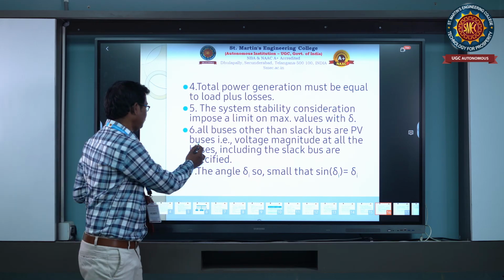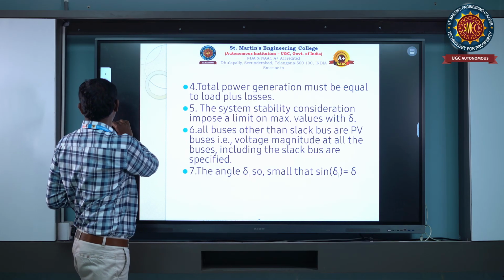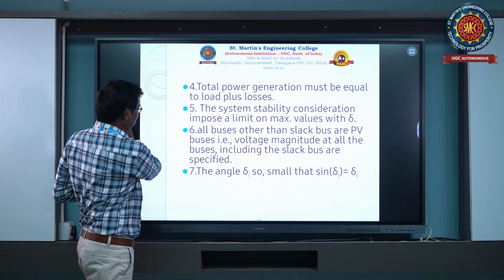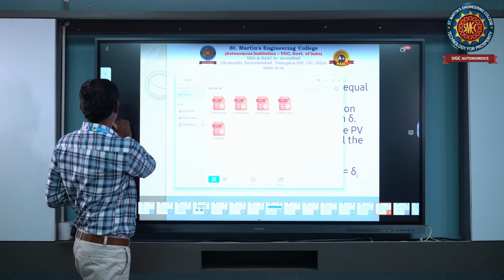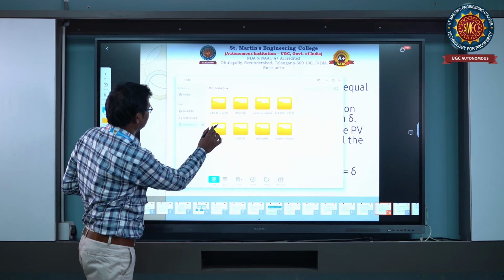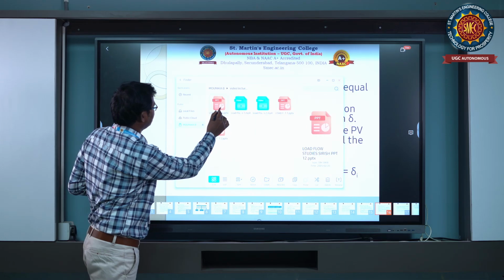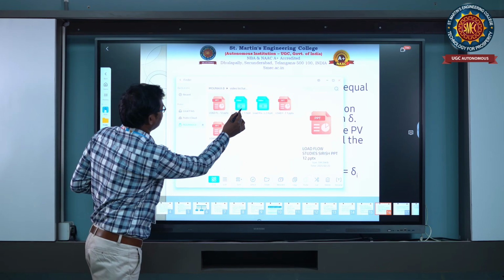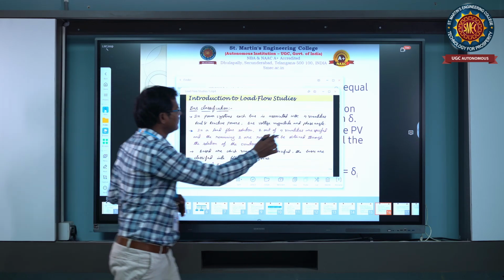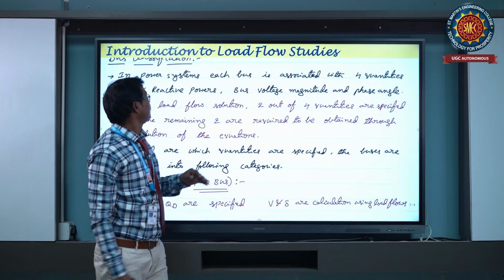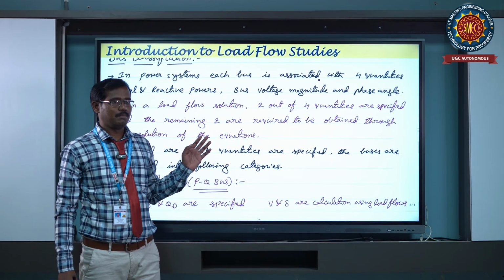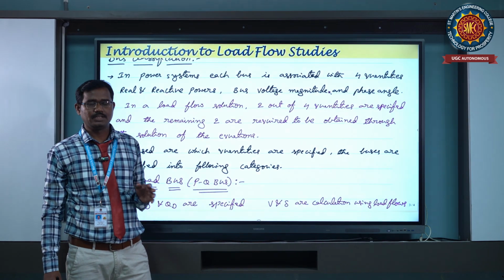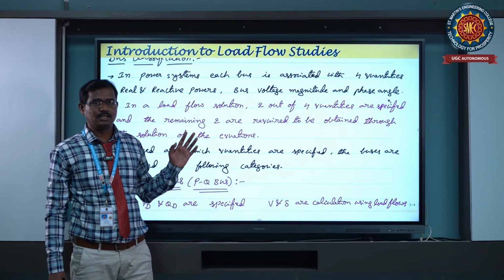Coming to the video, this is the classification of buses. Here buses are classified into three types.